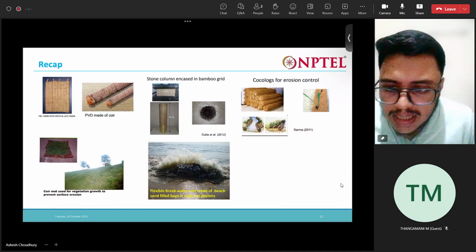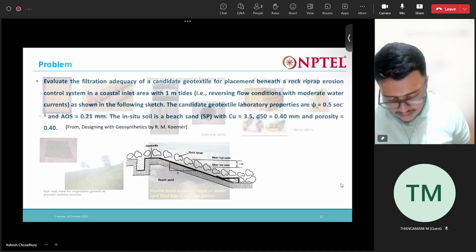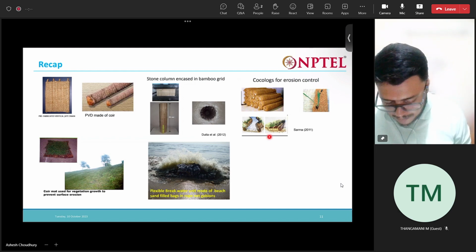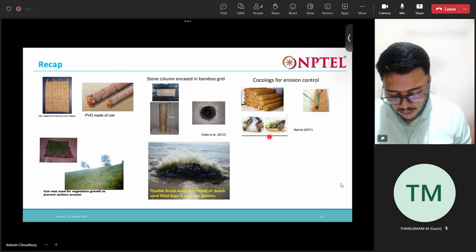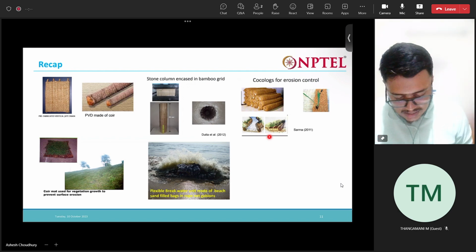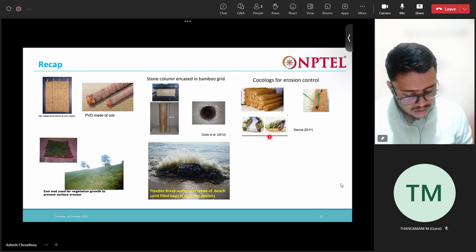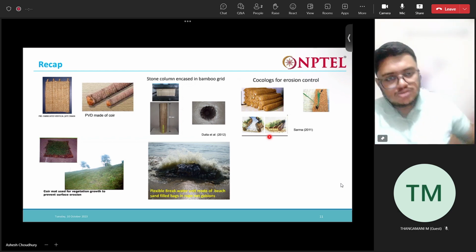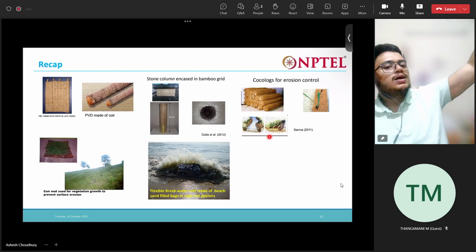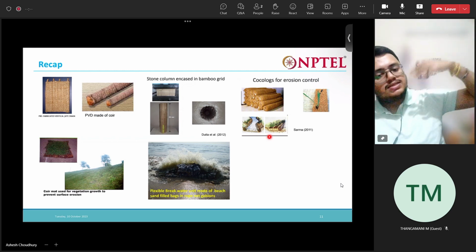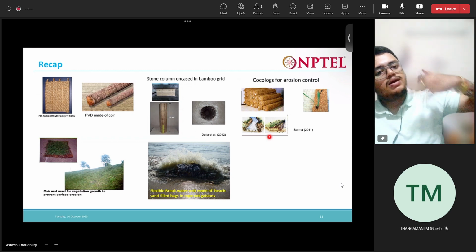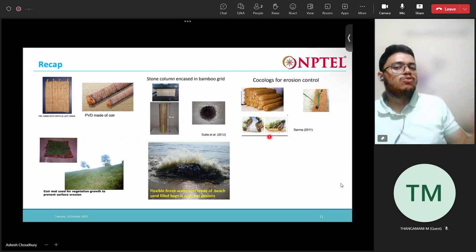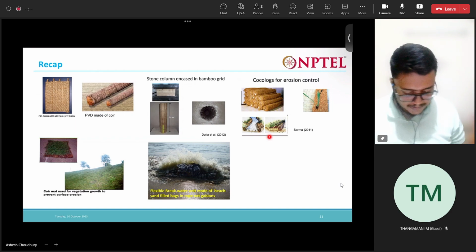Now here some images are given. First we can see PVDs made of jute and coir. You can see a stone column encased in bamboo grids. Then you can see coco logs for erosion control. Then we have coir mat. You have a slope, you just cover the slope with the coir mat, so the coir mat will prevent erosion, and as it is a natural fiber, it will aid the natural growth of vegetation in it.